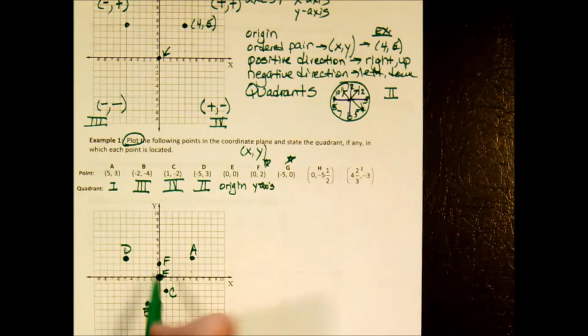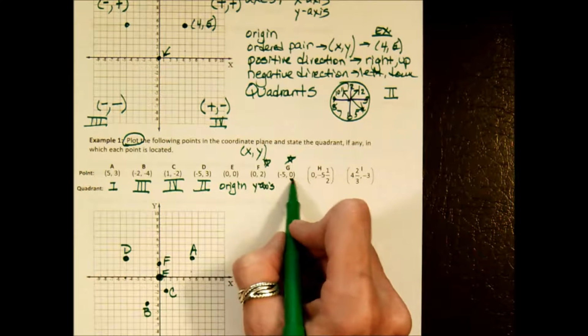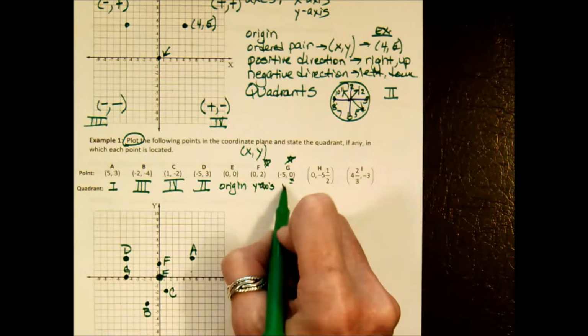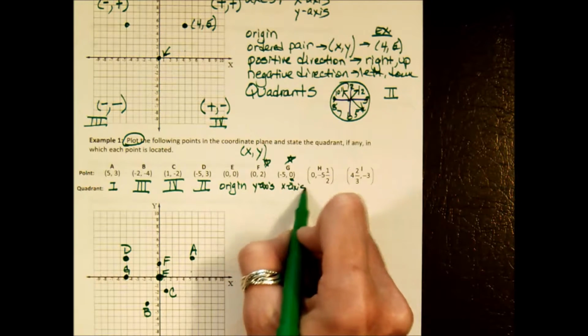(-5, 0) says go left 5, that's the -5, and then this 0 says but do not go up or down. So there is point G. It is not in a quadrant. It is on the x-axis.